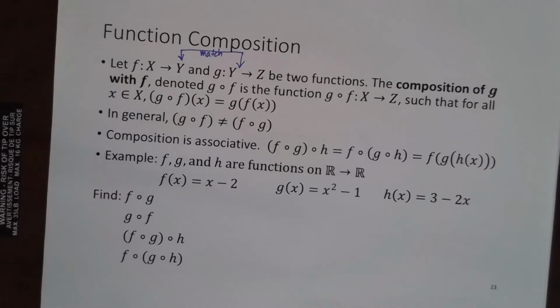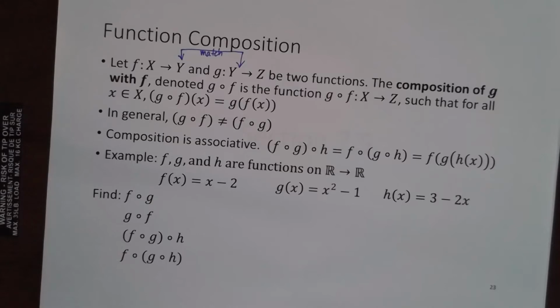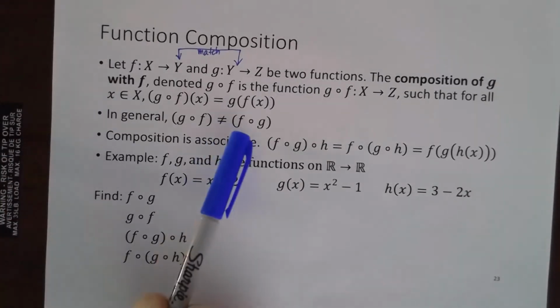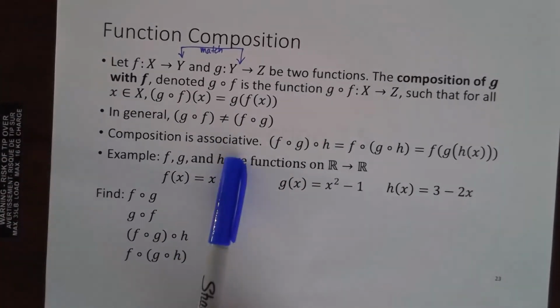And you probably know that in general, if you do f of g and g of f, they're not going to get the same thing in general. If they're inverses of each other, you'll get the same thing, but not in general. So it's not commutative, but it is associative.